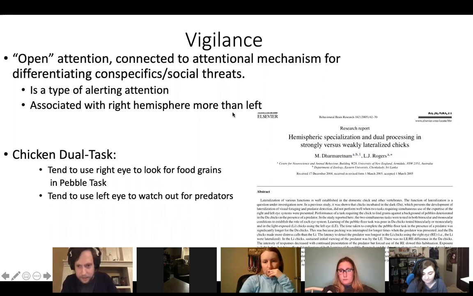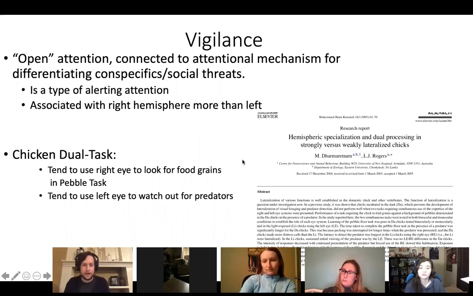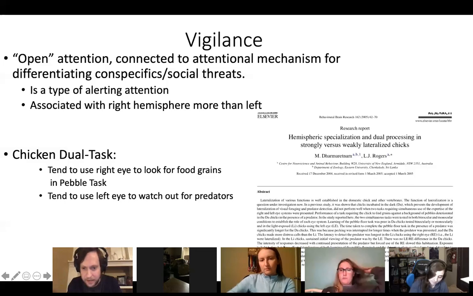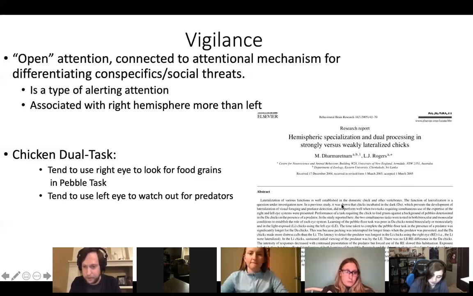The thing that I'm going to talk about most is how there's some evidence for hemispheric differences for vigilance. That is, according to some studies, one hemisphere, left or right, seems to be more important for monitoring for potential threats and predators than the other. The coolest evidence for this comes from the chicken dual task studies. I have an abstract here. I know it's really small, but if you want a different way of wording it than I'm going to use, you can read the abstract.